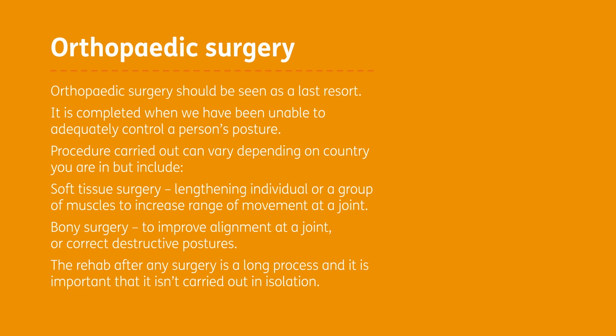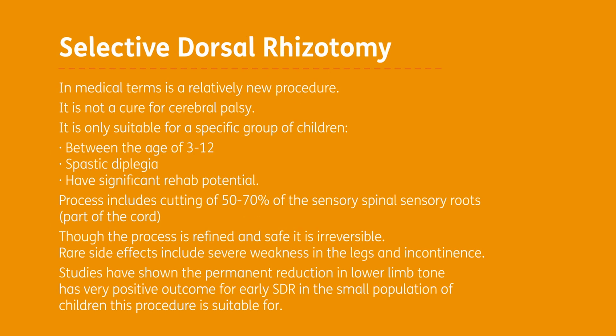And the final bit of surgery that we're going to talk about is selective dorsal rhizotomy, which a couple of years ago got quite a lot of press over in the UK, and it was a bit misrepresented because people were coming to us thinking it was a cure for their cerebral palsy. There is no cure for cerebral palsy, and selective dorsal rhizotomy is excellent for the specific group of children that it would work with. For all the others, it's not appropriate.